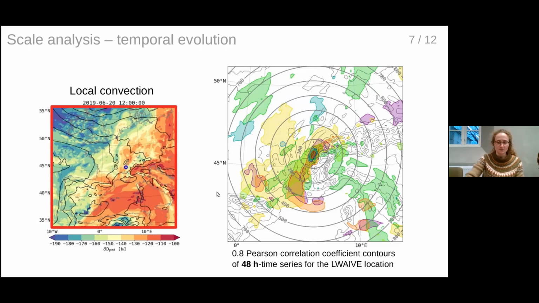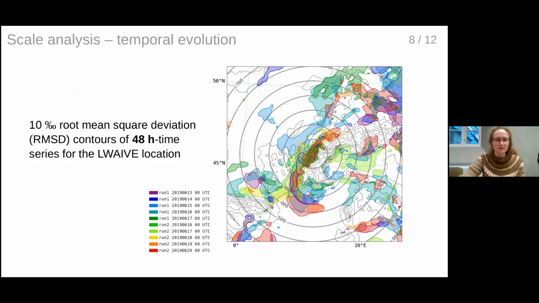If you also look now at the mean square deviation, what we see here is again 2-day time series, and we only see the 10 per mil contour of the mean square deviations of any grid point with our campaign site. All the filled areas here are areas where we have a small deviation. We still see this area of smaller deviation where we also had the high correlation previously. But we also see that, for example, this large yellow area disappeared, which means that these similar temporal evolutions that we saw still had quite a large absolute difference to our campaign site.